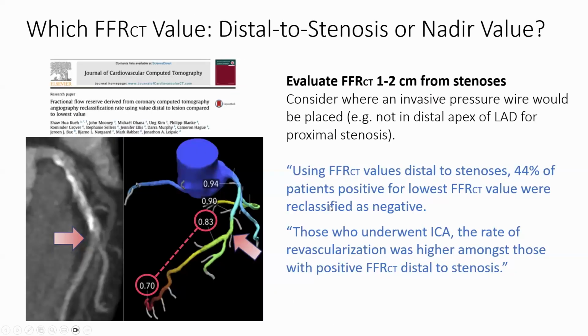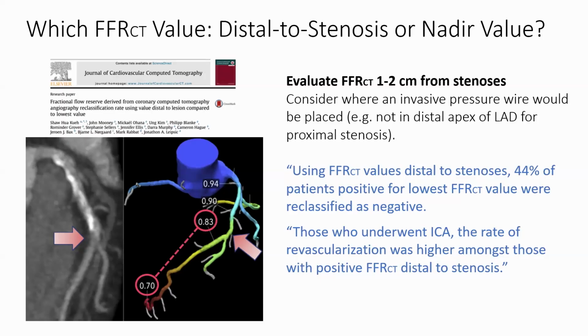Based on our early experience, we published the following paper to aid in the interpretation of FFR-CT. And a key finding was that a lesion-specific approach to interpretation led to a nearly 50% reduction in false positives as compared to distal tip value reporting only. And for individuals who undergo invasive coronary angiography, the rate of revascularization was much higher among those with positive FFR-CT distal to the stenosis compared to the nadir or distal tip value.